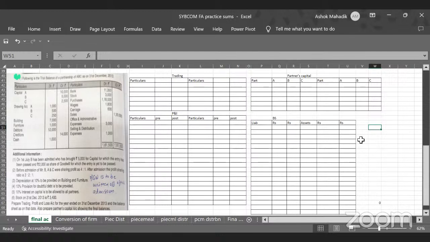Okay, this is very important. So we need to have pre and post column. Clear? That is up to June, and here July to December.